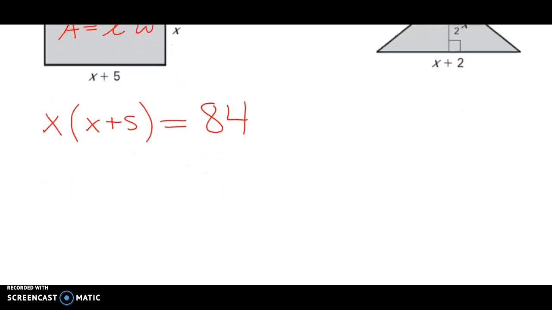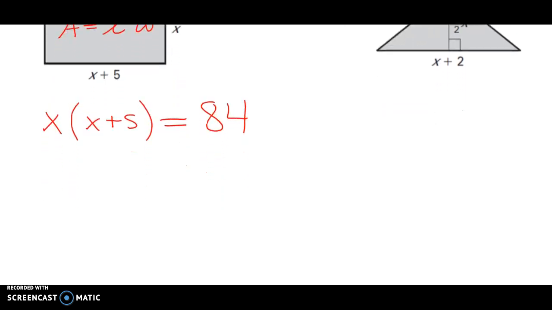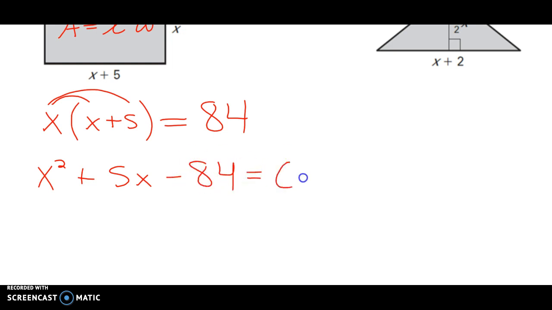Okay, so now, in order to solve, we have to get it set equal to 0. And it's not. And I can't subtract this over until I'm out of parentheses. So I do need to go ahead and distribute these. So we're going to turn it back into standard form. So x squared plus 5x. And then if I'm going to get it set equal to 0, I'm going to go ahead and subtract over the 84 equals 0.